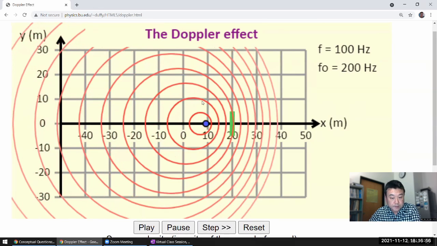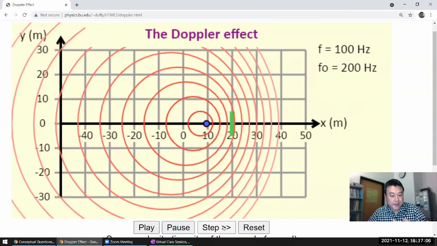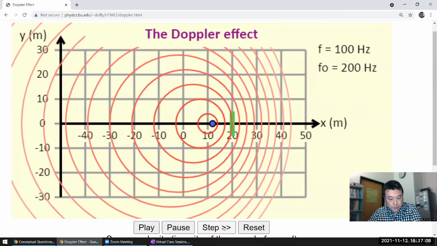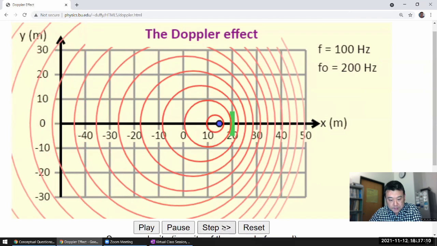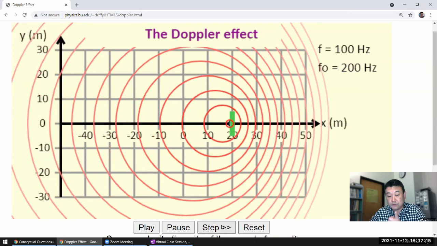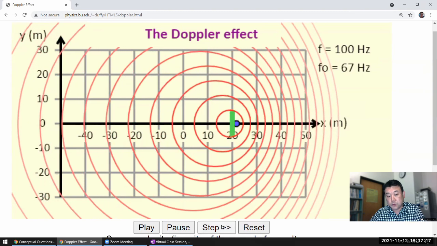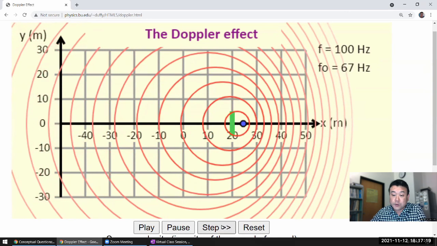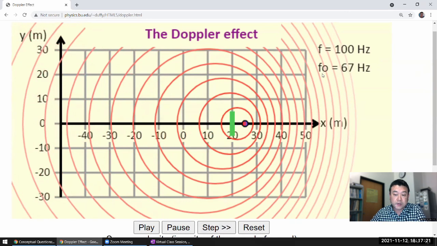Now, if the observer is on the other side, then as you can see from this wider spacing, this observed frequency will shift. Let me just continue running this step by step. Once the source passes the observer, the frequency shifts. Instead of hearing a higher frequency, the observer hears a lower frequency.